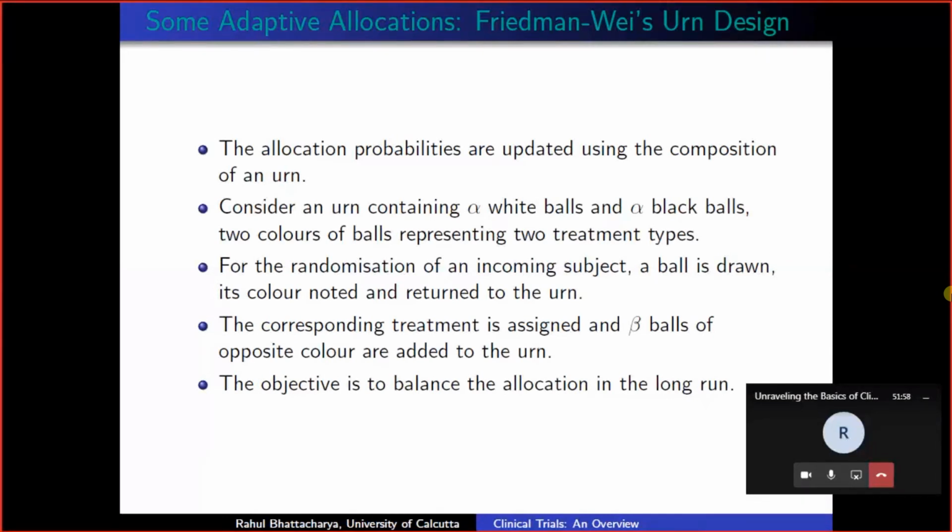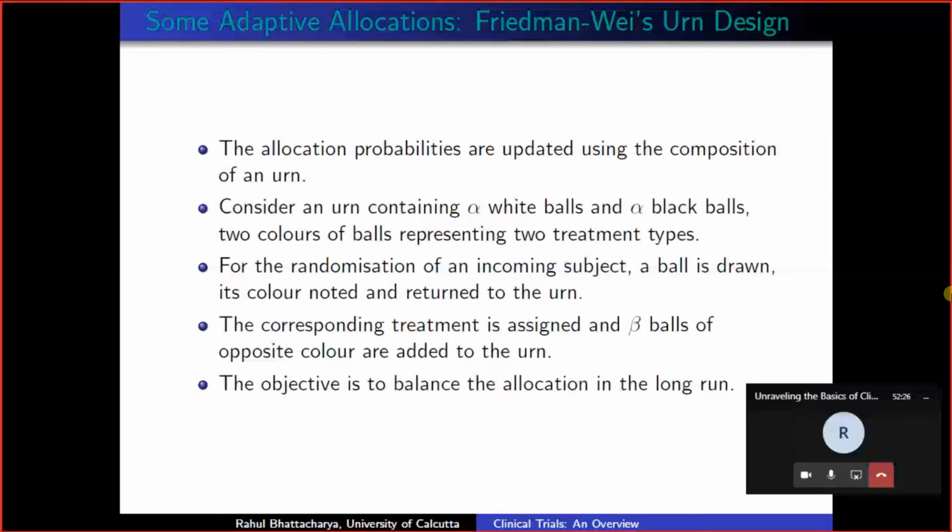For the randomization of an incoming subject, a ball is drawn, its color noted, and returned to the urn. Say you find a white ball. What does this mean? This means the incoming patient is to be assigned treatment 1. Now, what is the allocation probability for treatment 1? Since we have black and white balls equal in number, and it is with replacement drawing, for the first patient the allocation probability to either treatment is half.